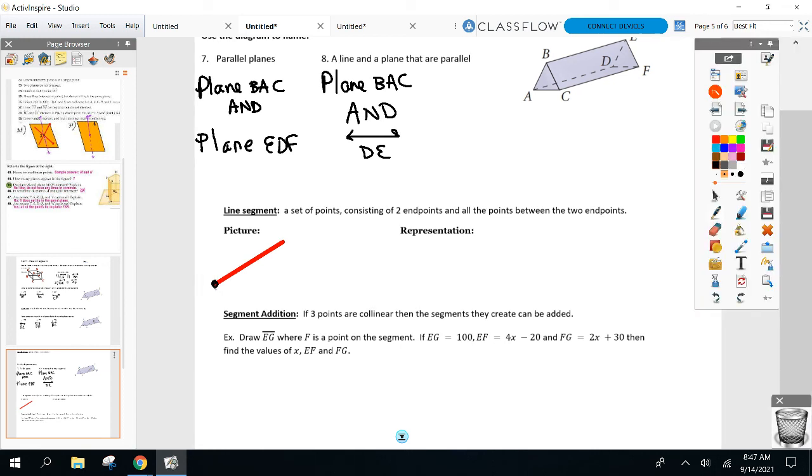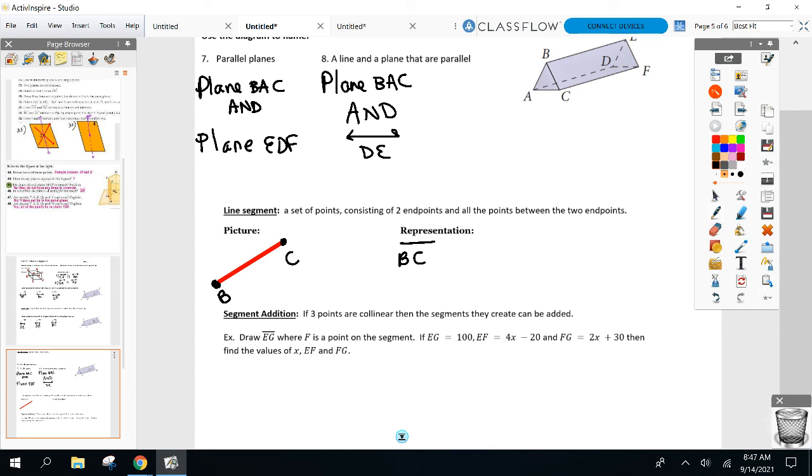And let's put BC here. So there's a line segment. Instead of arrows, there are endpoints. How do I represent it? Remember how we represented a line with a mini line? Same thing, with a mini segment with the endpoints. Line segment BC, or you could put CB.